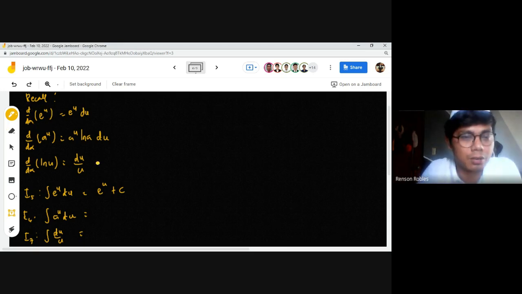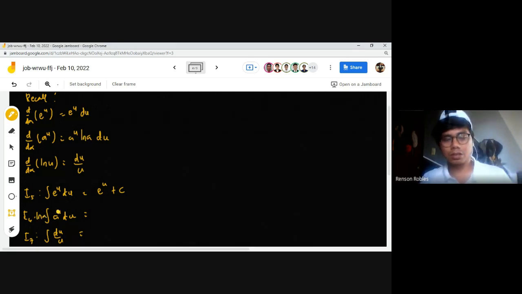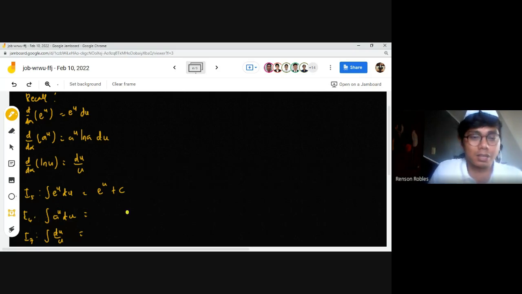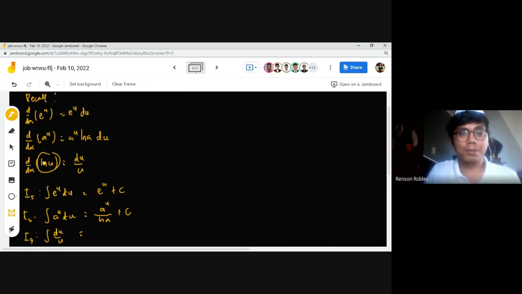And then, so paano po dito? There's an ln a here. So pwede mo namang ilagay dito yung ln a. So sa result, you can just put it on the denominator. Okay? And then, you just copy a to the u, plus c. And then finally, for the integral of du over u, that is just simply ln of u plus c.